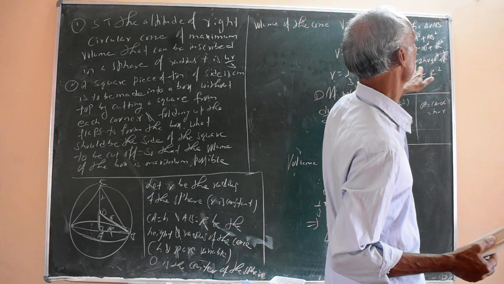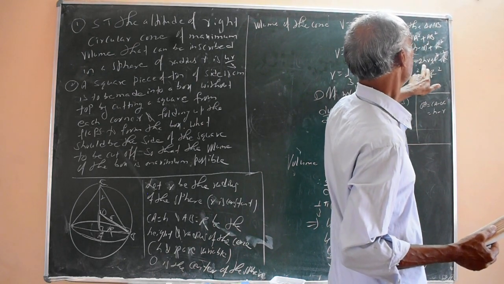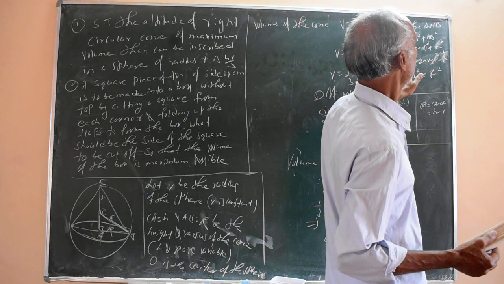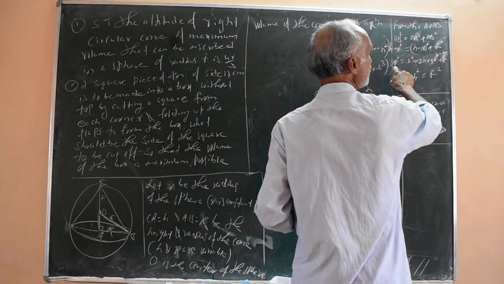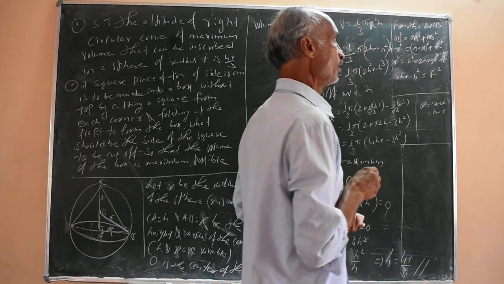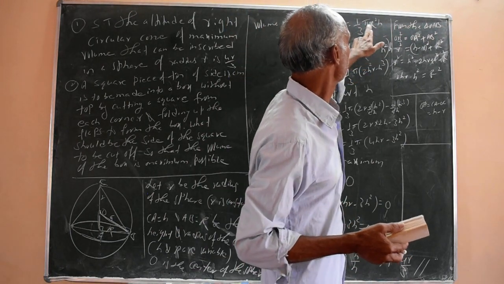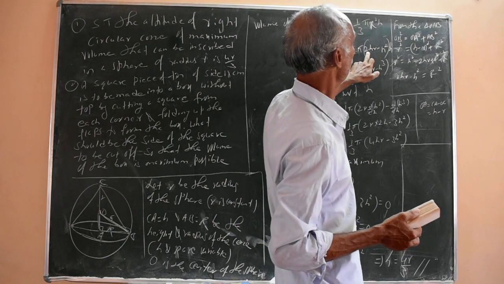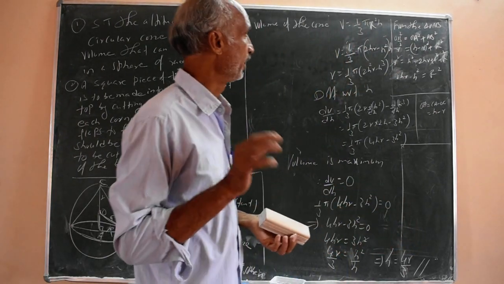Therefore, h square minus 2hr plus r square is 0. So 2hr shifted to the LHS becomes plus 2hr, and h square shifted to the LHS becomes minus h square, equals r square. Therefore, this r square is taken as 2hr minus h square. Now, that is the main point of maxima and minima.